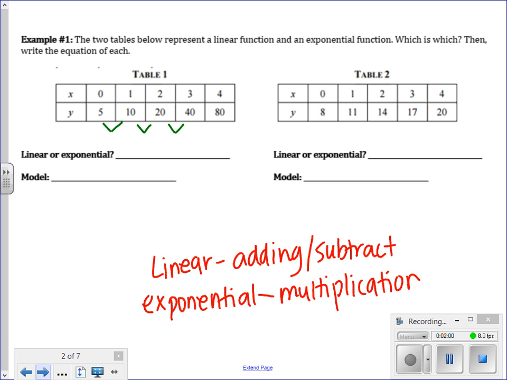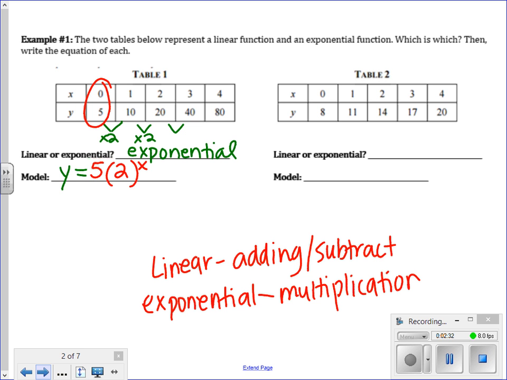So let's think about multiplication. Well, 5 times 2 gives me 10, and 10 times 2 gives me 20. So that looks like I'm going to be multiplying, which is an exponential function. And now I'm going to get to write the model. Y equals. The starting value is the y-intercept. Remember, the y-intercept always has x equal to 0. So y equals 5 times our growth rate of 2 to the x.